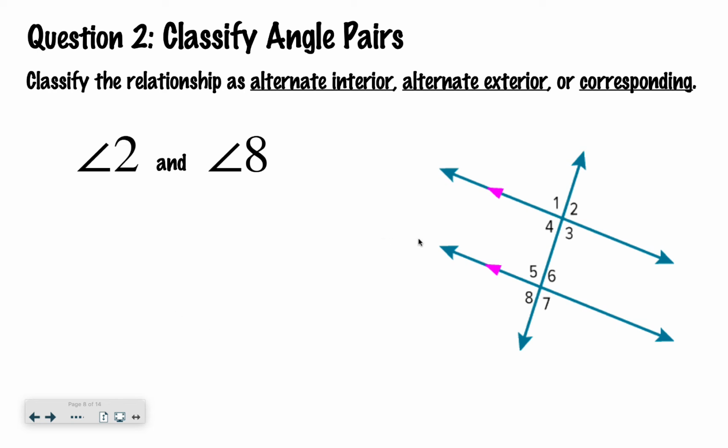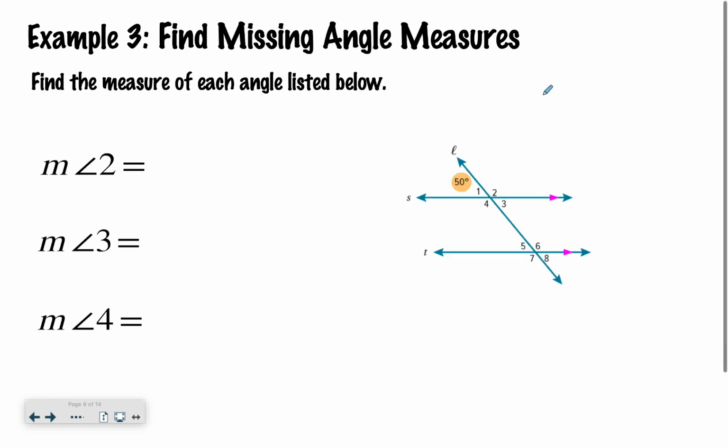All right, so for this example, hopefully you said, okay, angle 2 and angle 8. I noticed that those are both on the outside of my parallel lines. That means that it has to be alternate exterior. Okay. So now, knowing what we know, we want to be able to find the measure of each angle listed below. Okay, so let's start with, we know angle 1 is 50 degrees.